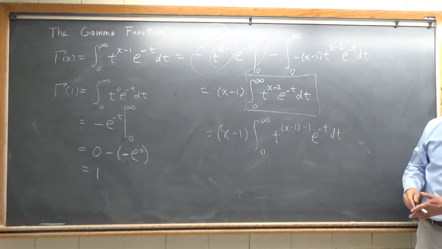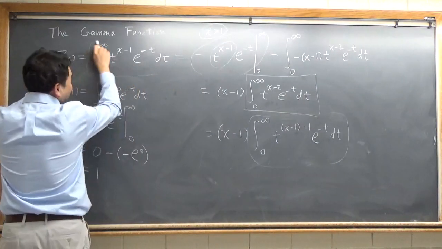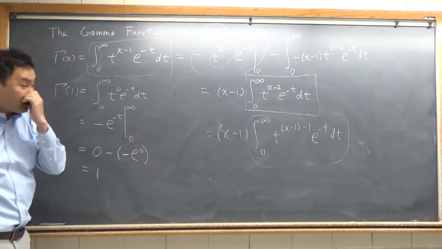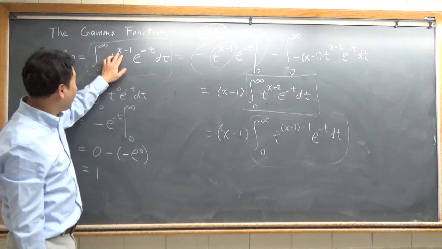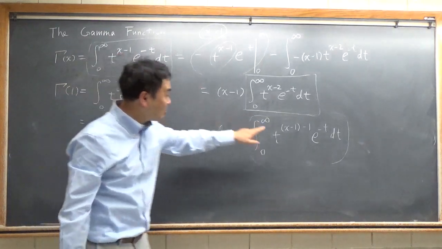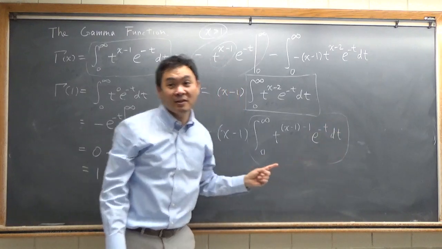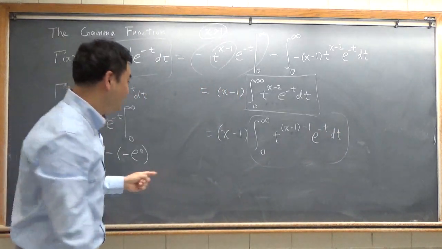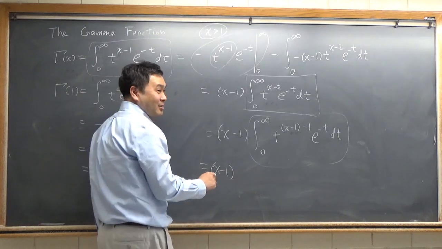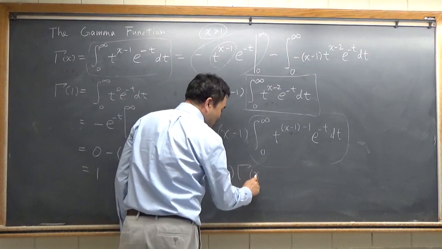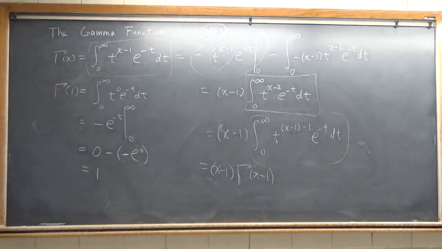Right? So if you write it like this, then this one looks exactly like the gamma function, except x has been replaced by x minus 1. Right? If you replace this x by x minus 1, you get this integral, right? So this integral must be gamma of x minus 1. Yes, that's what I wanted. It's gamma of x minus 1.